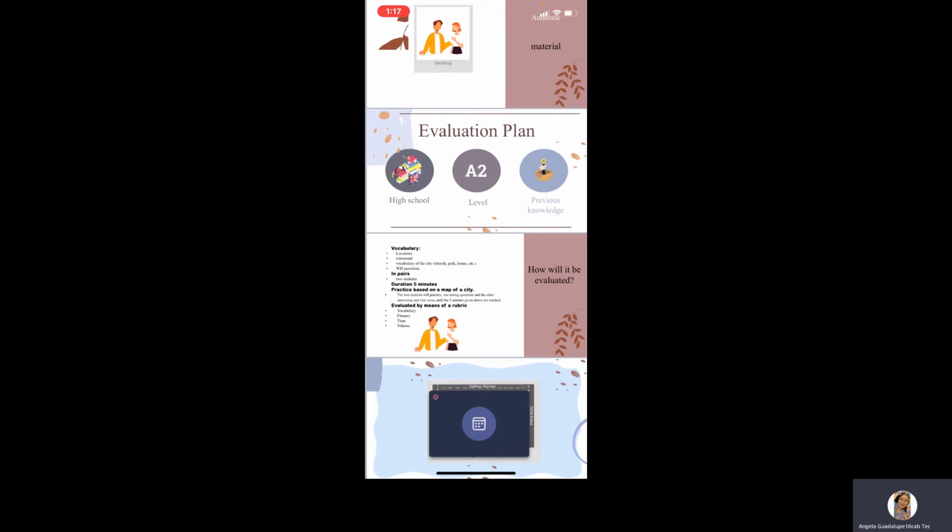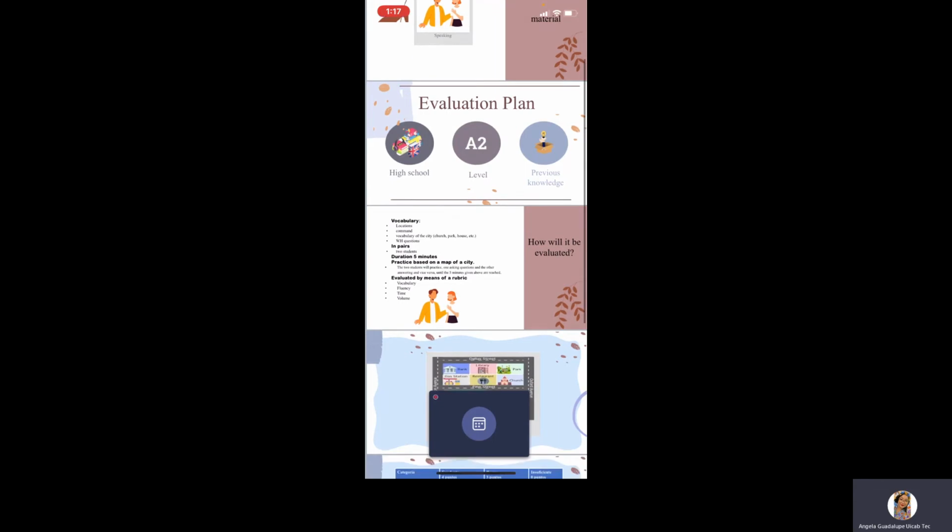So what will my evaluation consist of? They will have an image that contains the vocabulary of the city. For example, this is the image. For example, the bank, the library, the park, etc. They will have to dialogue with the other students, asking each other questions, for example, where is the restaurant or where is the church?